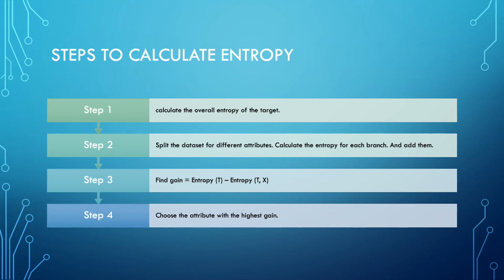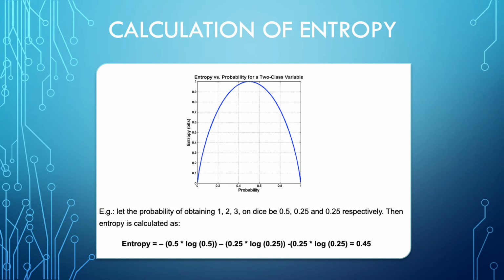Here, I am showing an example that calculates entropy for a variable. Let the probability of obtaining 1, 2, and 3 on a dice be 0.5, 0.25, and 0.25 respectively. Using the math formula of calculating entropy in the previous slide with the logarithm in the function, the entropy here is 0.45 or 45 hundredths.